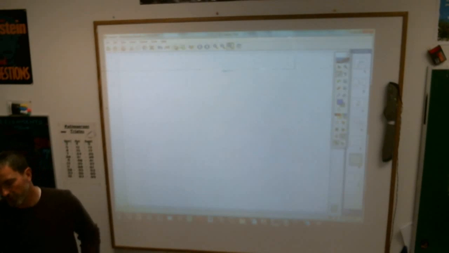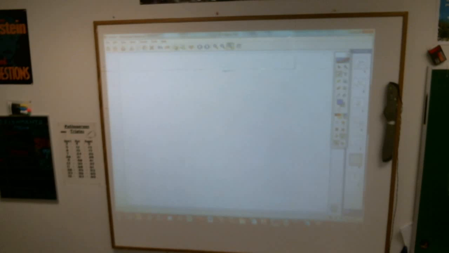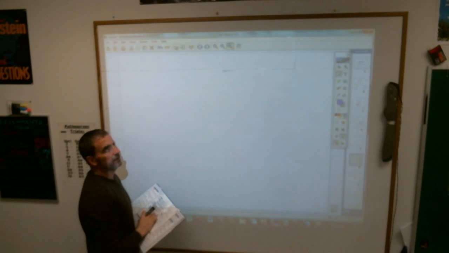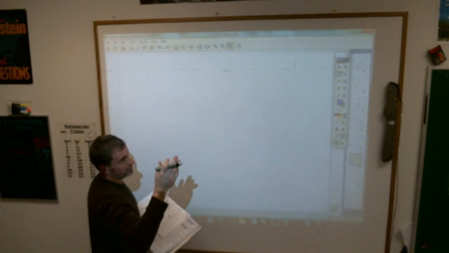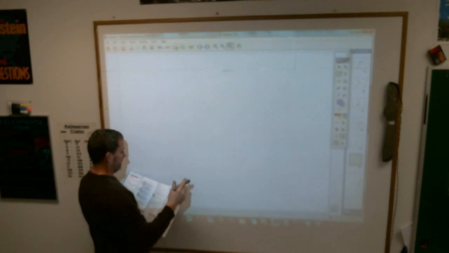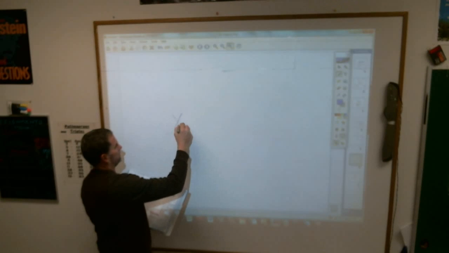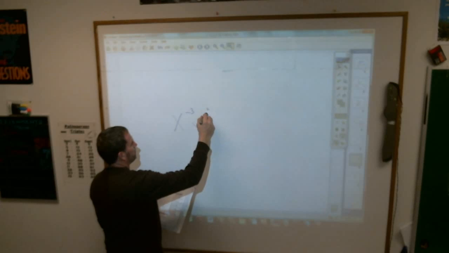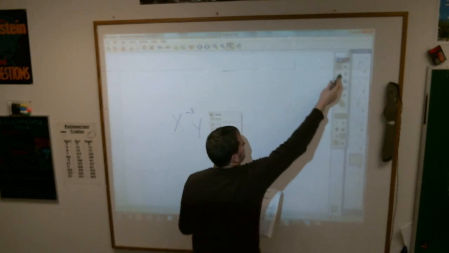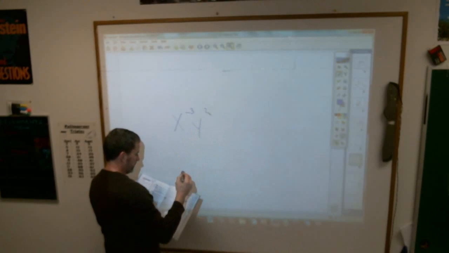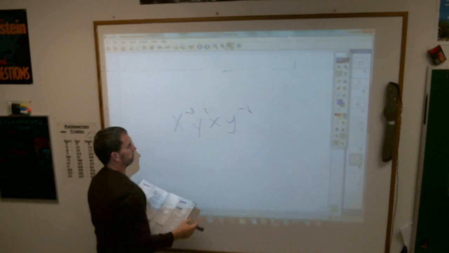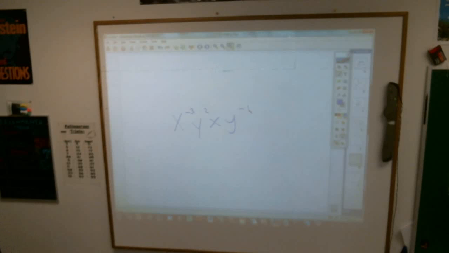Right along with those things that were always difficult for people to understand, this falls in that category, just like what? Factoring and expanding. People struggle with that. Here is something, look at this: x to the negative 3, y squared, x, y to the negative 1. And you are asked to simplify that.